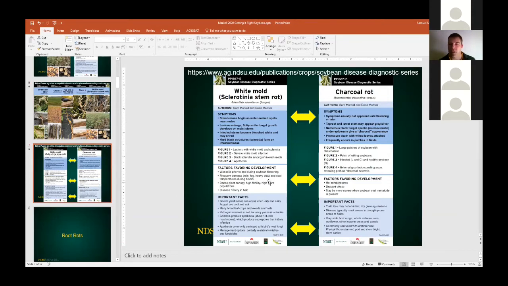This factors favoring development is usually very important, and I'm just comparing white mold over here to charcoal rot over here. And you can see that charcoal rot likes hot temperatures, drought stress, and maybe where SCN is present. But white mold, it's going to be wet, it's going to be cool, and you're going to usually have disease history in the field. So even though they might look alike from a certain distance, this will help you figure out what you've got going.